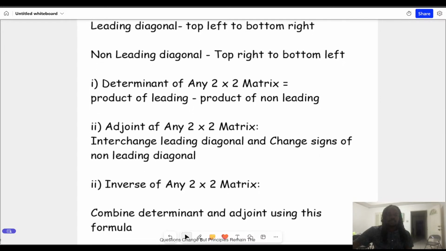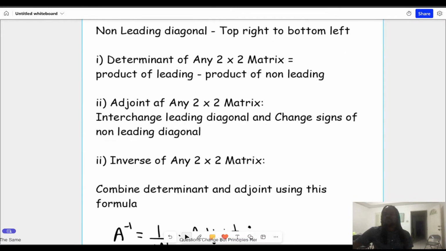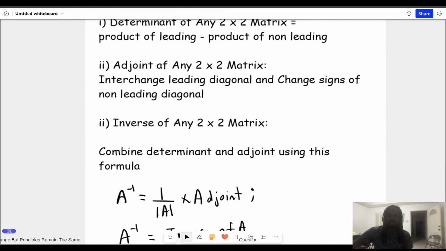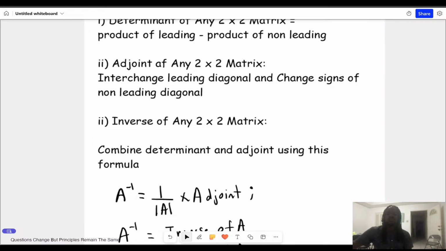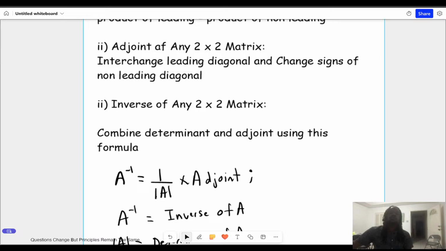When we're talking about the determinant of any 2 by 2 matrix, as it says here, it's the product of the leading diagonal minus the product of the non-leading diagonal. When we're talking about the adjoint of any 2 by 2 matrix, what do we do? Interchange the leading diagonal and change the signs of the non-leading diagonal.